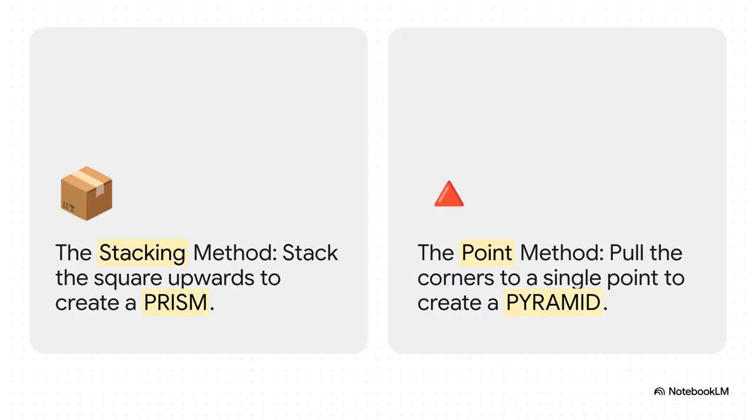Okay, from that one little square, we've got two main moves. Over on the left, we have what I call the stacking method. Imagine just taking that square and lifting it straight up, making a perfect copy of it on top, and then connecting the sides. And boom, you've got yourself a prism, which in this case happens to be a cube. Now on the right, we've got the point method. Instead of lifting the whole thing, we grab all the corners and pull them up until they all meet at a single point. And that gives us a pyramid. See? Same base, but two completely different buildings.